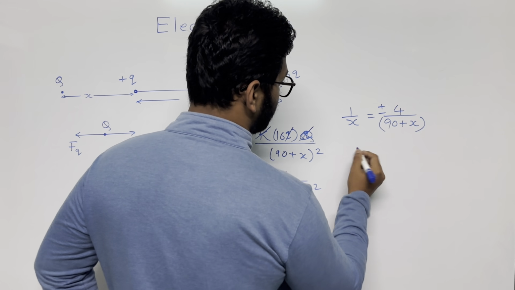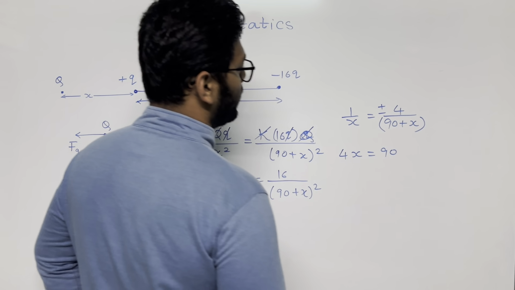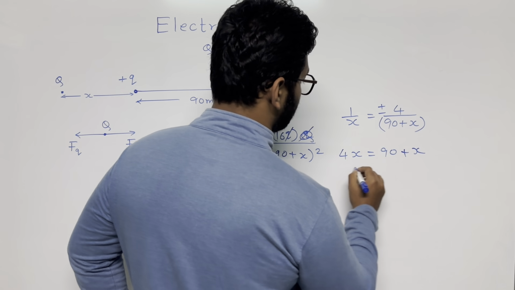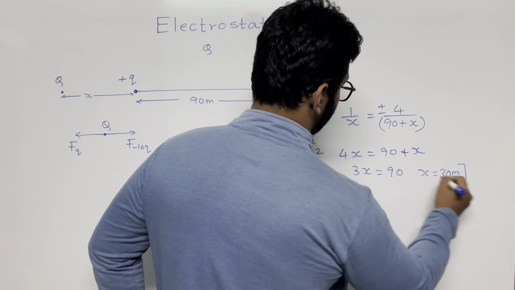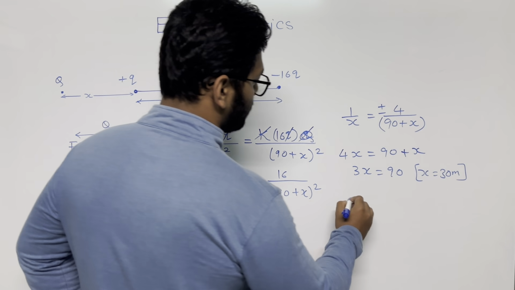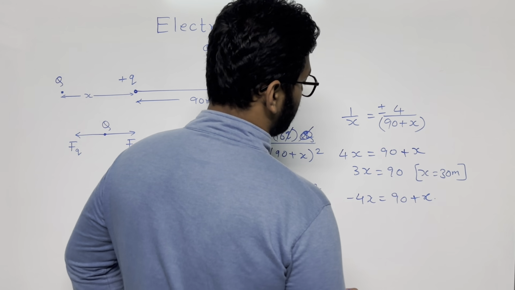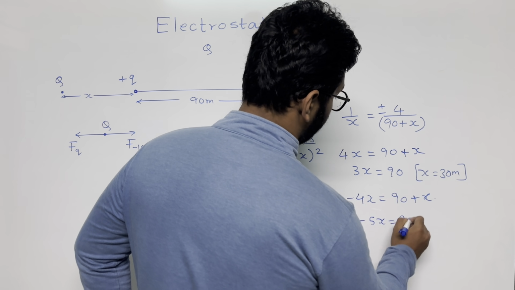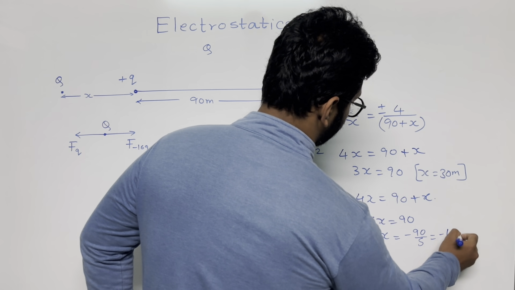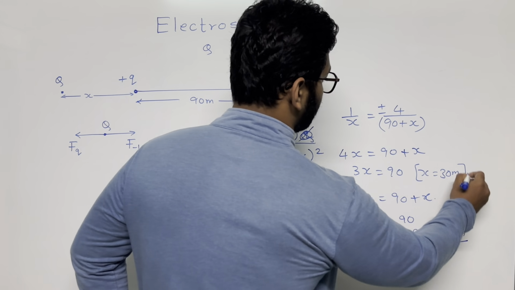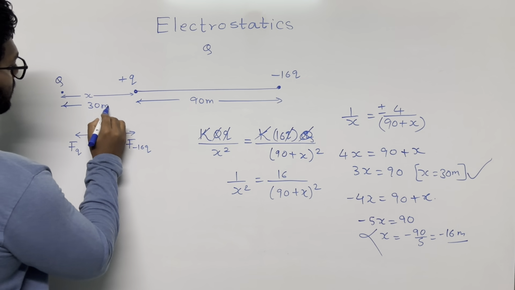So let's look at the plus solution first. I will directly write 4x is equal to 90 plus x. So 3x is equal to 90, so x is equal to 30 meter. So the plus solution is this. And what about the minus solution? Minus 4x is equal to 90 plus x, so minus 5x is equal to 90 and x is equal to minus 18 meter. The minus sign we will not consider, we will consider this solution, 30 meter. So x is indeed 30 meter.